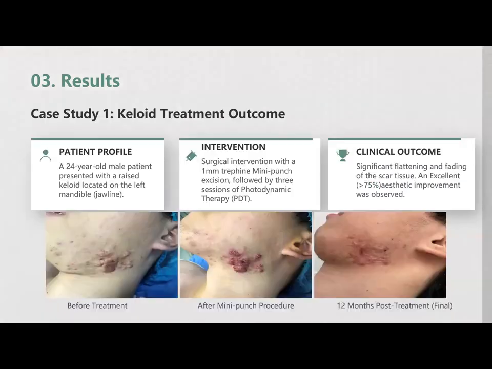We can see the case presentation. A 24-year-old male with jaw keloid underwent mini punch excision followed by 3 sessions of PDT. At 12 months follow-up, the scar demonstrates significant flattening and reduced erythema, achieving an excellent therapeutic outcome.